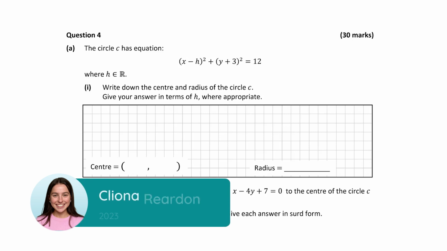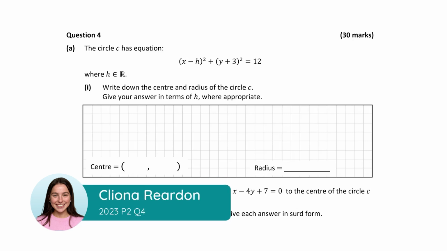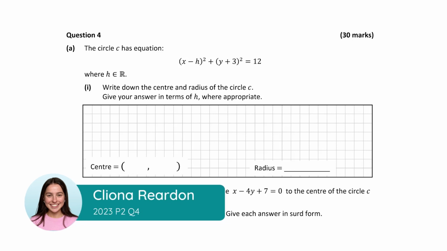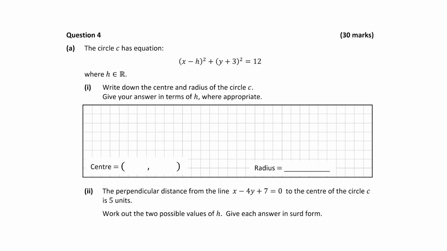Kleena here. Today I'm going to be taking you through the solutions to this question, and this question is based on the circle. So let's get right into it. We're told in question A that the circle C has the following equation, and we're asked to write down the center and the radius of circle C, to give your answer in terms of h where appropriate.